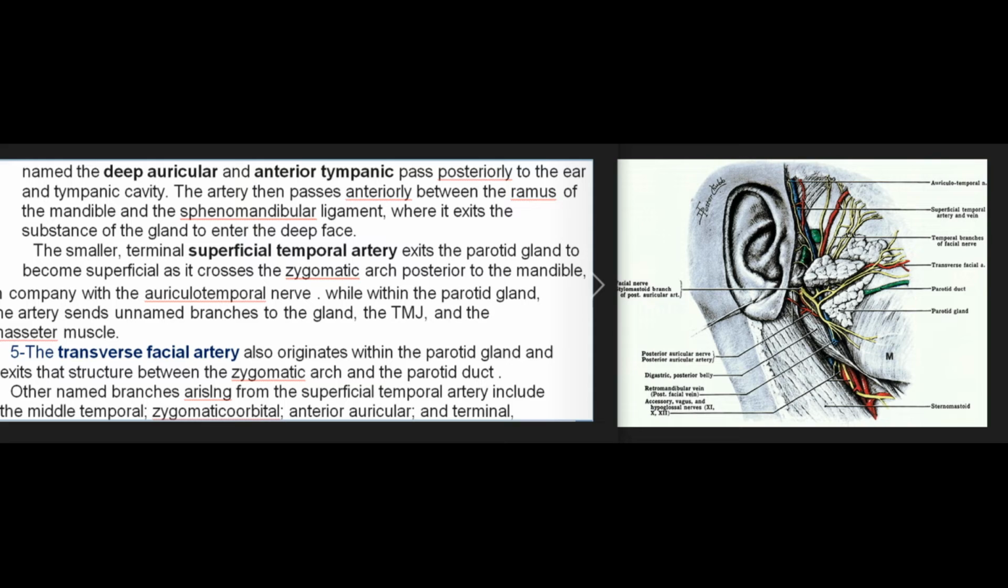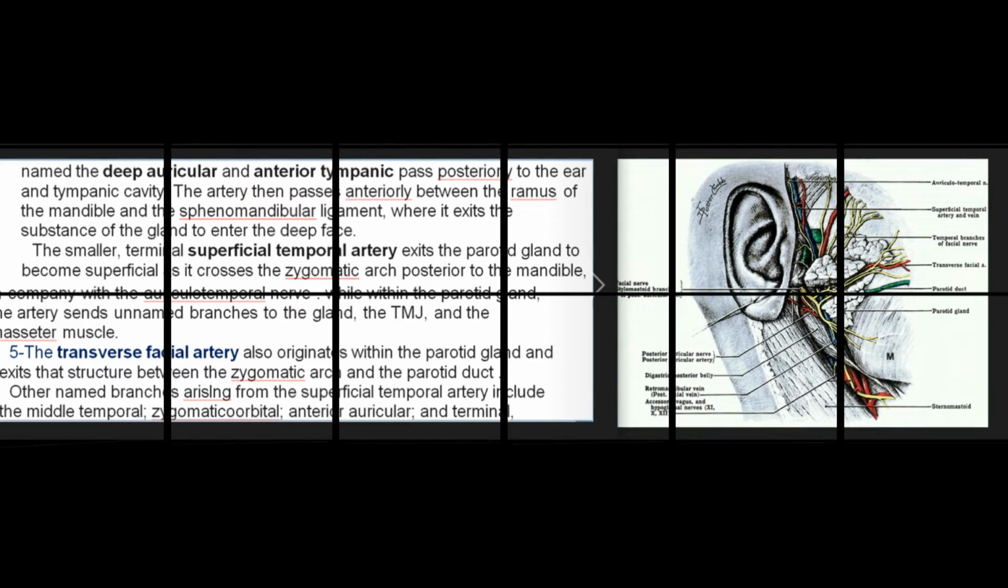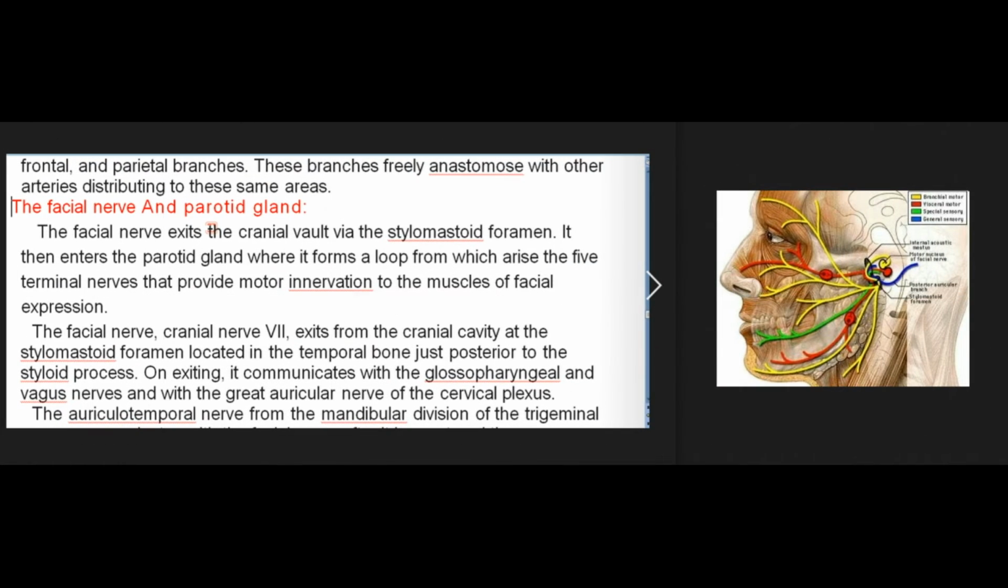5. The transverse facial artery also originates within the parotid gland and exits that structure between the zygomatic arch and the parotid duct. Other named branches arising from the superficial temporal artery include the middle temporal, zygomatico-orbital, anterior auricular, and terminal frontal and parietal branches. These branches freely anastomose with other arteries distributing to these same areas.